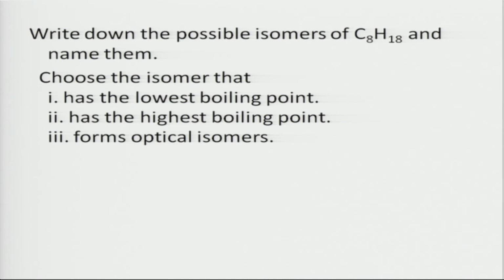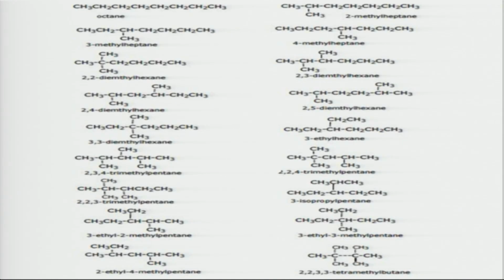The next part of our question was to choose the isomer with the highest boiling point. According to our rule again, as branching increases, boiling point decreases. So you will observe that this isomer here, which is a straight chain, will be the one with the highest boiling point. Because it is not branched, it has a larger surface area for the formation of intermolecular forces, hence the highest boiling point.